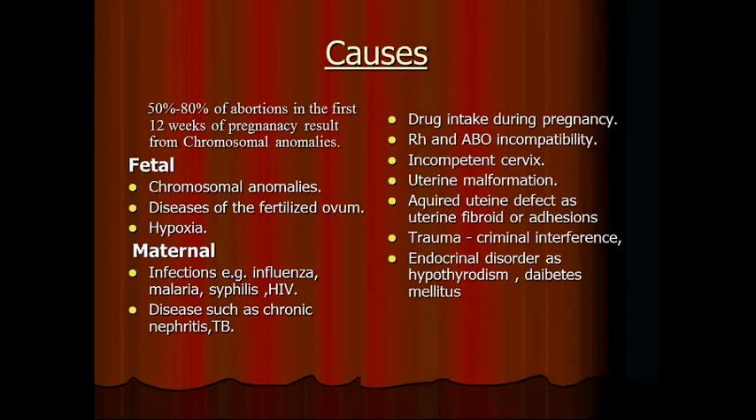Causes. 50% to 80% of abortions in the first 12 weeks of pregnancy result from chromosomal anomalies. Fetal chromosomal anomalies, diseases of the fertilized ovum, hypoxia. Maternal infections, for example influenza, malaria, syphilis, HIV. Diseases such as chronic nephritis, TB. Drug intake, Rh and ABO incompatibility. Incompetent cervix, uterine malformation, acquired uterine defects such as uterine fibroids or adhesions. Trauma, criminal interference, endocrinal disorders such as hypothyroidism and diabetes mellitus.